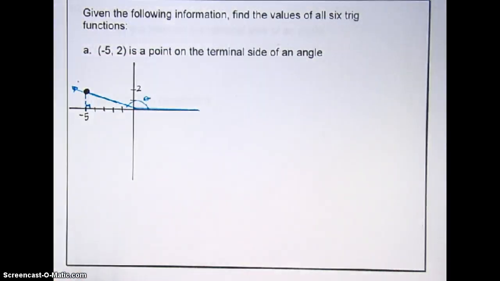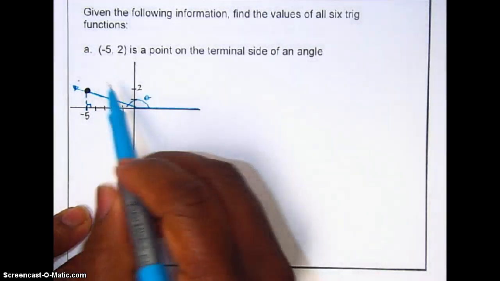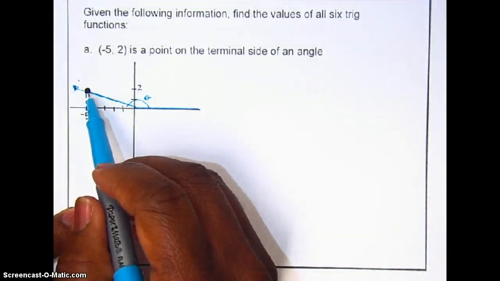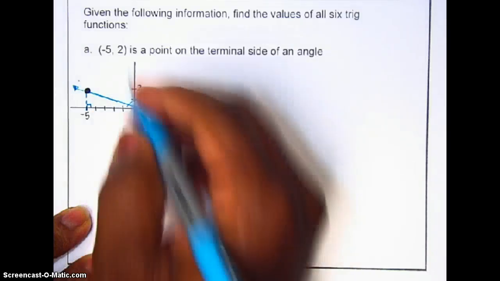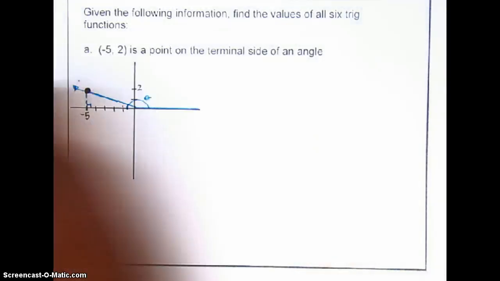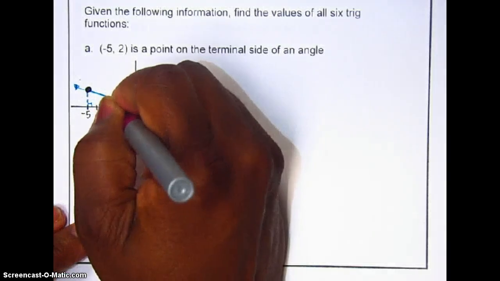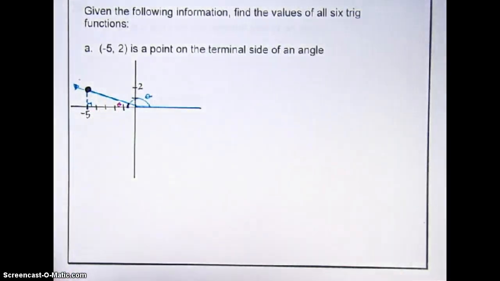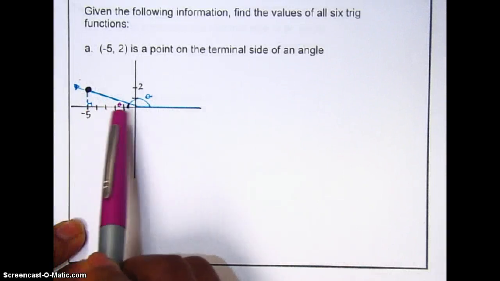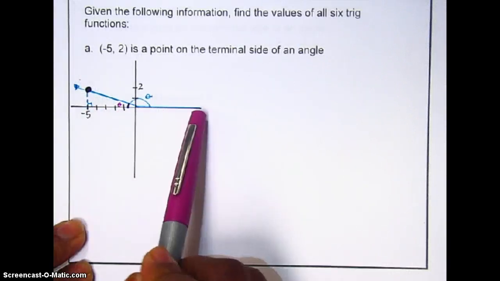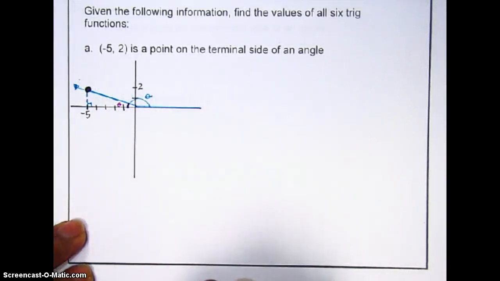Not only that, because we understand reference angles, even though we may not know the coordinates of this point, even if we didn't know that it was (-5, 2), we do know that this reference angle being measured with the horizontal here has the same measurements as far as cosine and sine as if I were measuring from the first quadrant. So I can use that to my advantage.